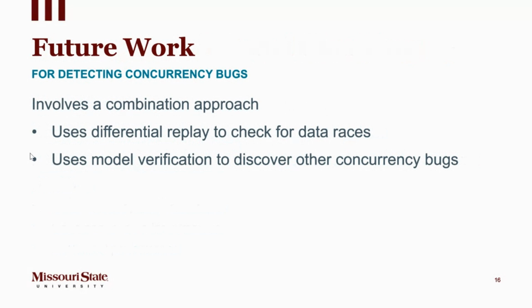And for future work, this is everything that we've wanted to put together to help find our solution for detecting these concurrency bugs. It involves a combination approach, two things. It involves combining differential replay, the method I mentioned earlier, to check for data races, and model verification to help with the discovery of concurrency bugs, which is something else that we wanted to add to it.